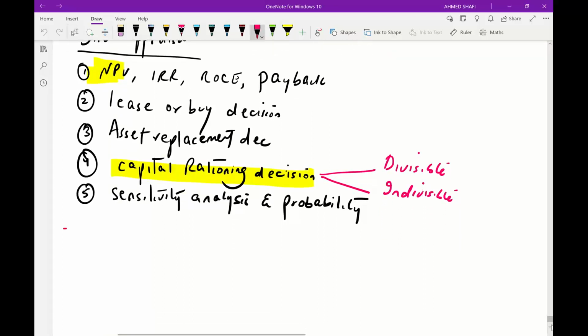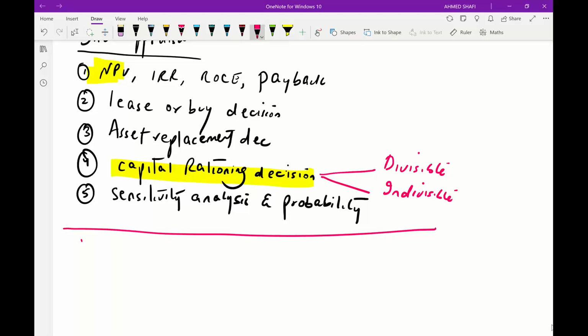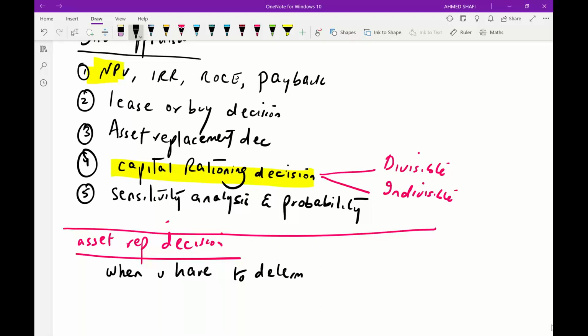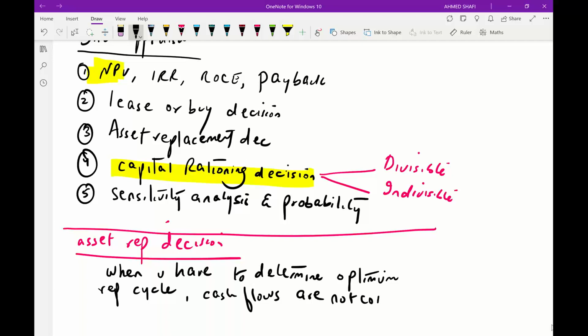I will not write the complete answer because you can read the examiner answers. I will just write the point. In asset replacement decisions, what are students taught? That when you have to determine the optimum replacement cycle, cash flows are not comparable.